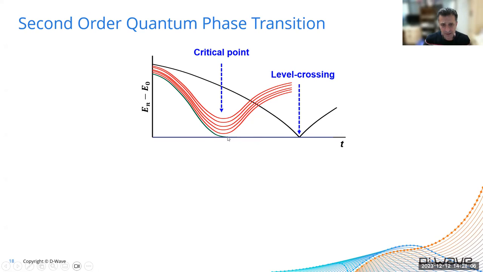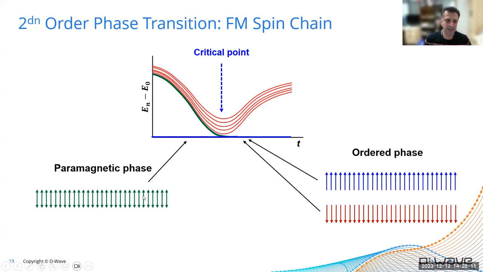So the best system to actually study this is a 1D ferromagnetic chain that I'm going to talk a little bit more about. In a 1D ferromagnetic chain, in the paramagnetic phase, there's a single ground state, which is basically the superposition of every qubit being both up and down.